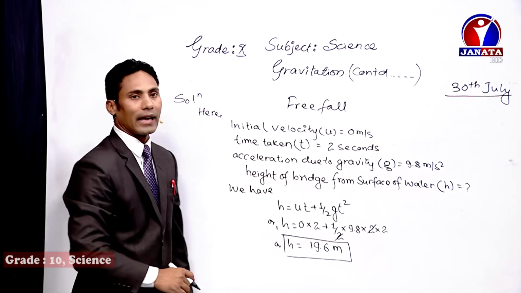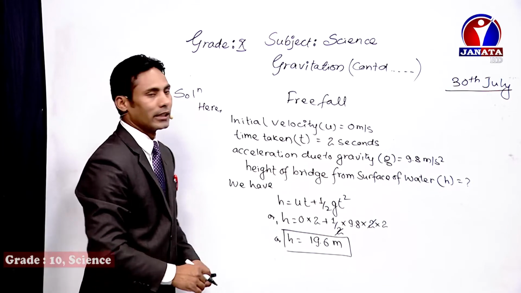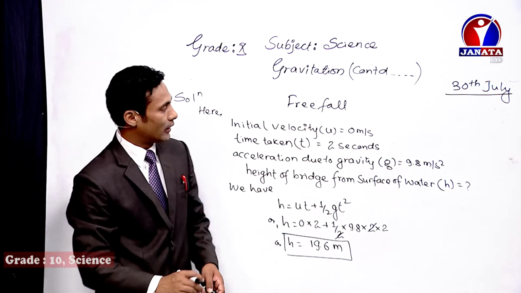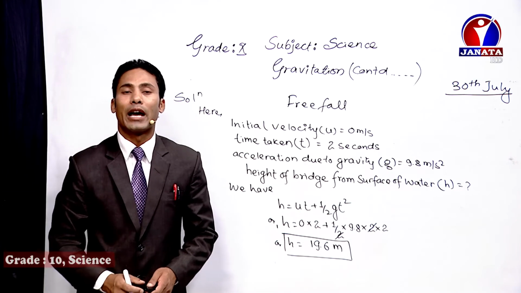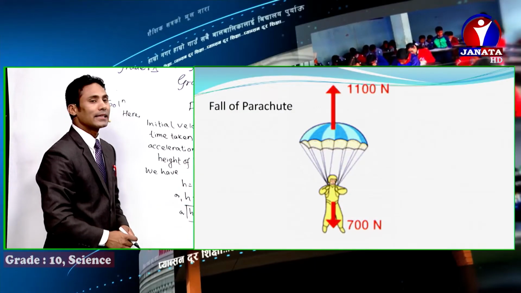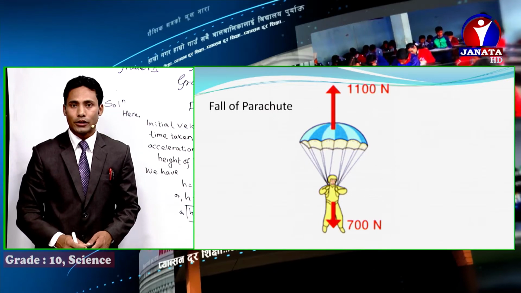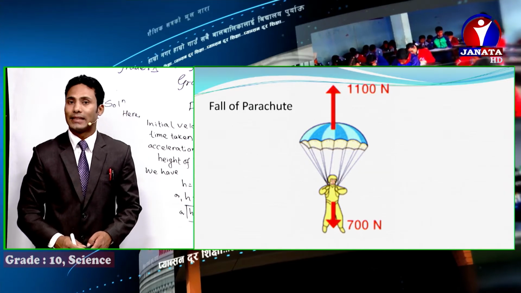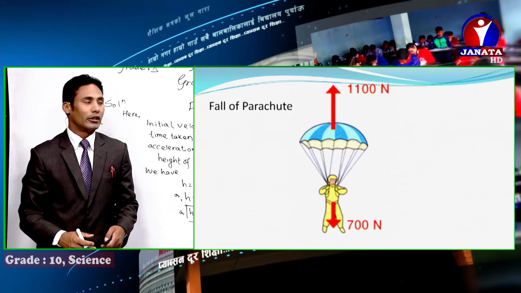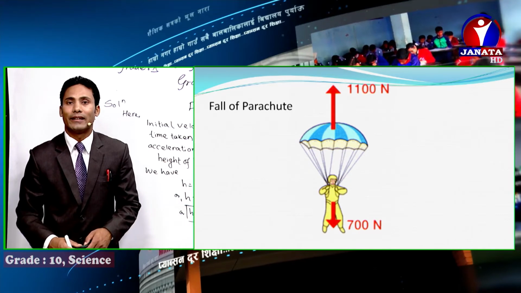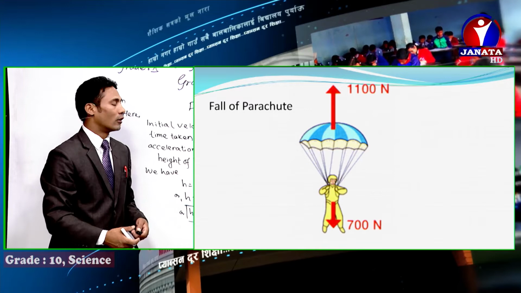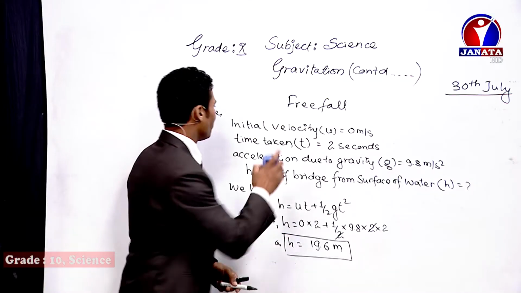So in this way, we can solve the numerical problem related to the free fall. Clear? Okay, now let's discuss about the falling of parachute. Parachute is the device which is used for the safe landing when we jump from a significant height. For example, if you need to jump from, let's say, an aeroplane, then we can use this parachute for the safe landing on the ground, right? Now, how is the safe landing possible by using this parachute? Let's see.